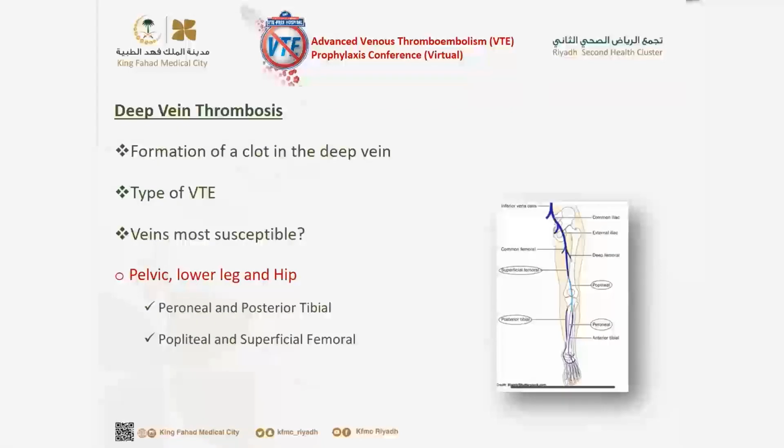So for nurses, we need to know what deep vein thrombosis is. We need to know that it is a formation of a clot in the deep vein, that it's a type of VTE, and that the veins that are most susceptible are in the pelvis, lower leg and hip. The veins are the peroneal, the posterior tibial, popliteal, and the superficial femoral. And yes, we may get a clot in the upper extremity, but the highest probability of the clot going to the lung is from the lower extremities.